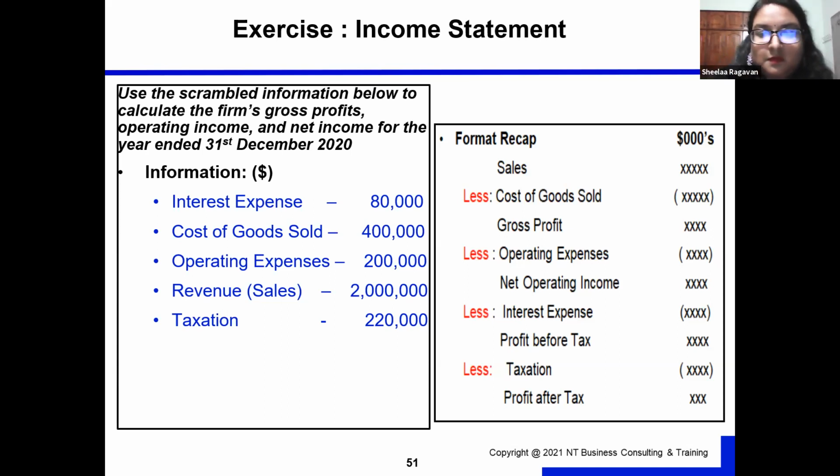Okay. 5 minutes, huh? Everybody, please try. Just write down sales. How much is sales? How much is cost of goods sold? Minus that gives you gross profit, just to get a bit of a hang of this.